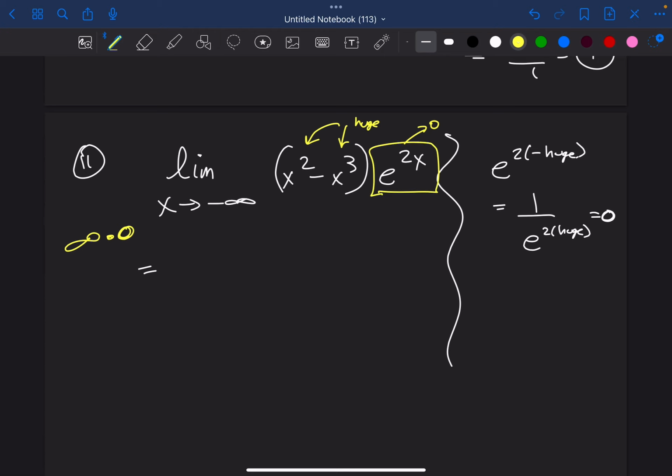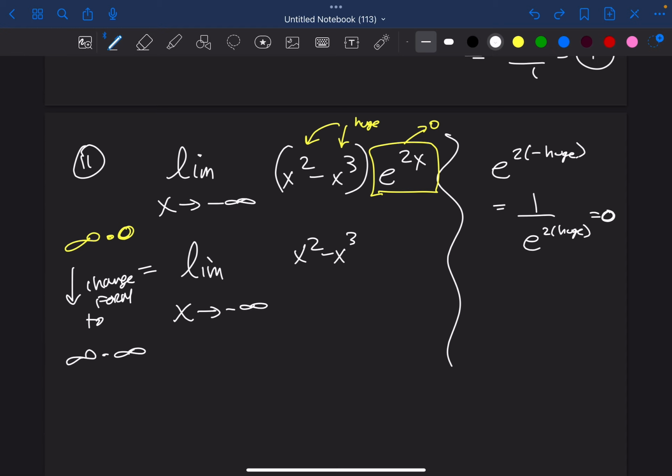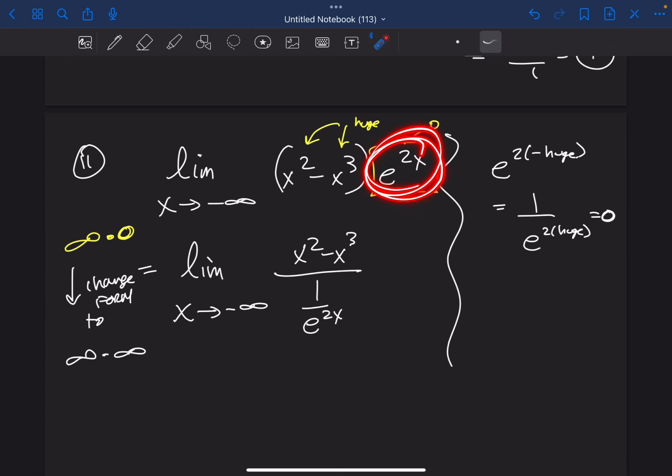Well, you attack the part that is 0, and you want to change the form to infinity divided by infinity. So how do we get it into that form? Well, we take this and divide by 1 over e to the 2x, because multiplying by this is the same as dividing by 1 over that.